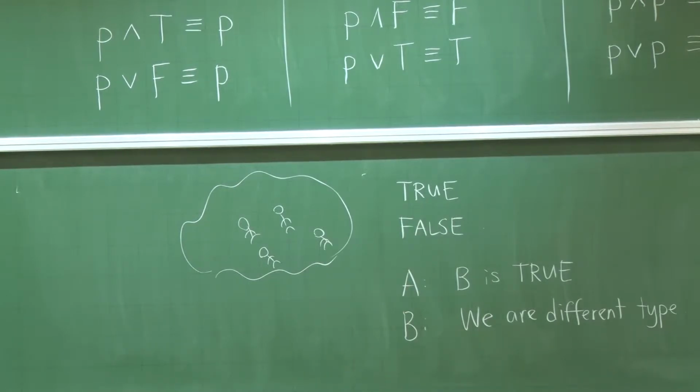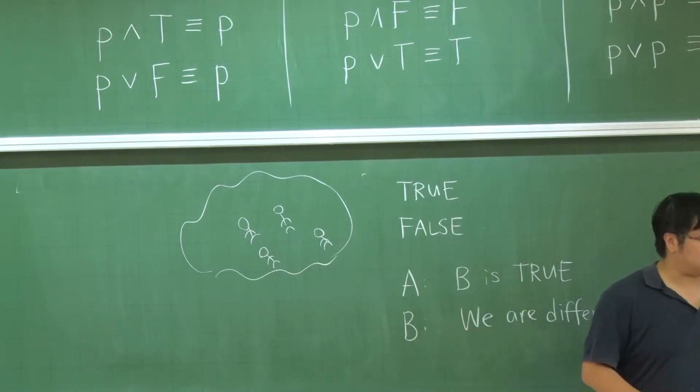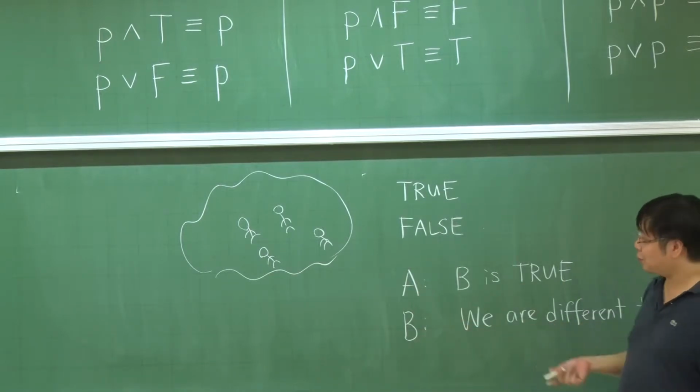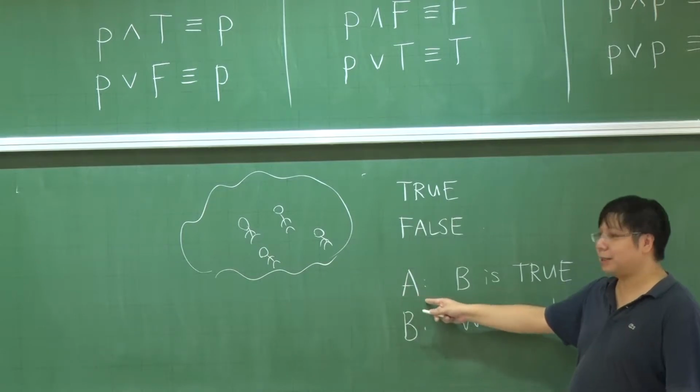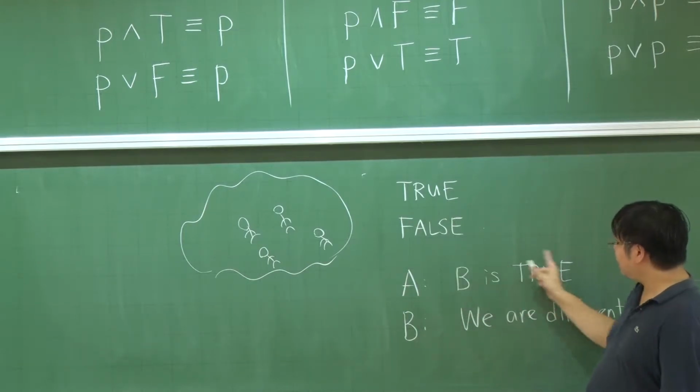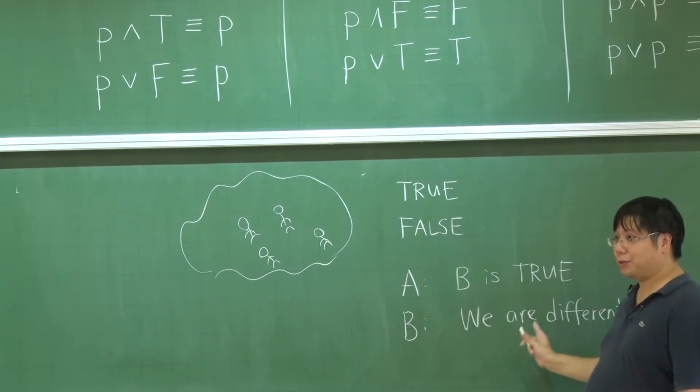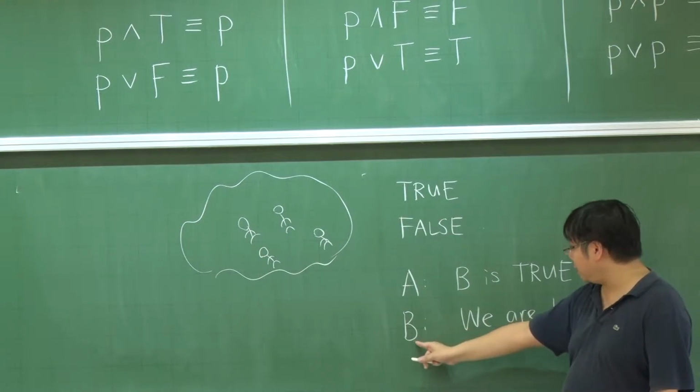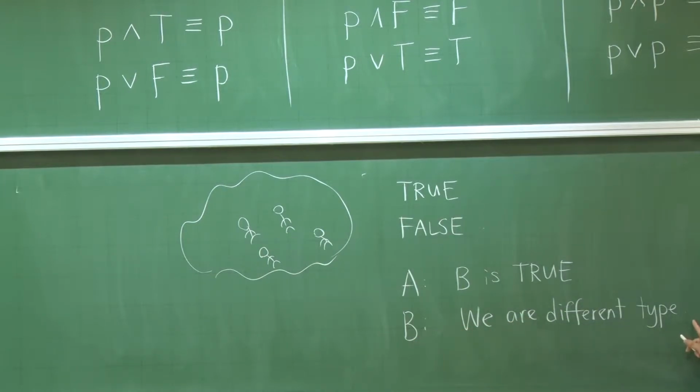False, false. Both of them have to be false. Why? There are two cases. Let's say these people can really exist. Let us first check whether A can be true or false. If A is true, then what he's saying is true, so B will be true. But in that case, if B is true, then he's saying something wrong. So here we are sure that A cannot be true.